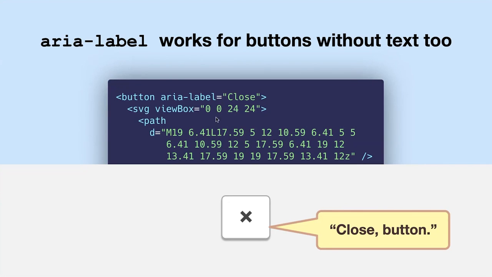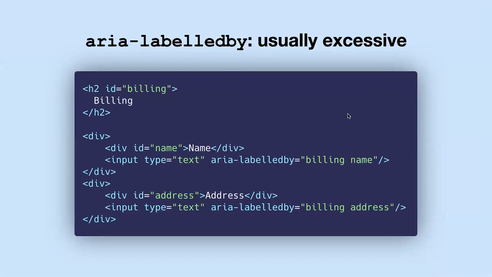So you can use ARIA label to say this is a close button. There's also something called ARIA labeled by, which is usually total overkill. It essentially allows you to do it the other way around. So you say a field is labeled by something else that already exists, and you can actually combine multiple labels. So this example, if you try and follow along, is ARIA labeled by billing, which is this header 2 at the top, and then it's followed by name, which is this div above it, which confusingly isn't a label because it's combining two of them.